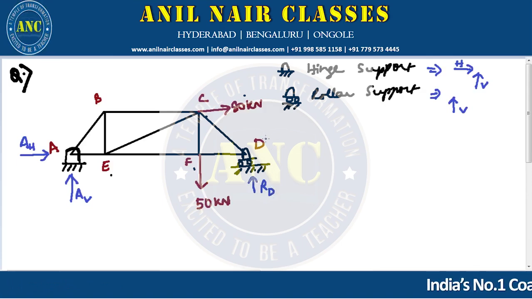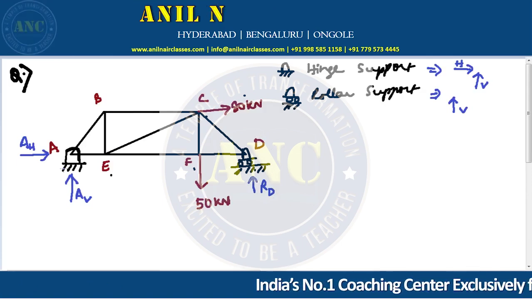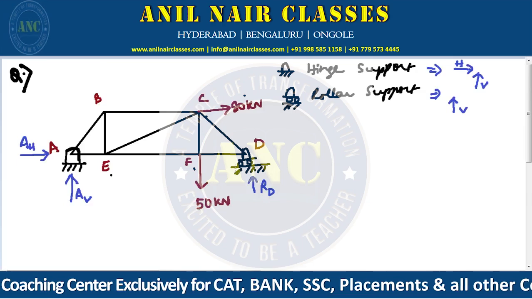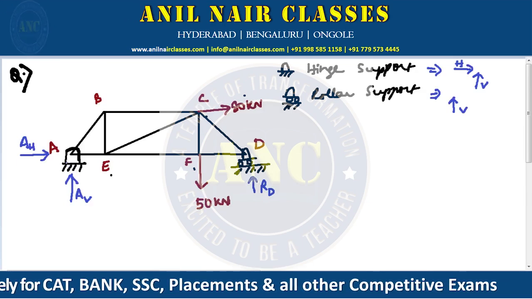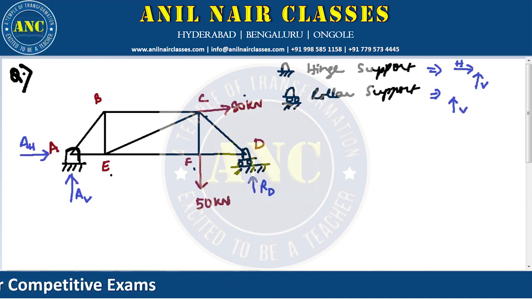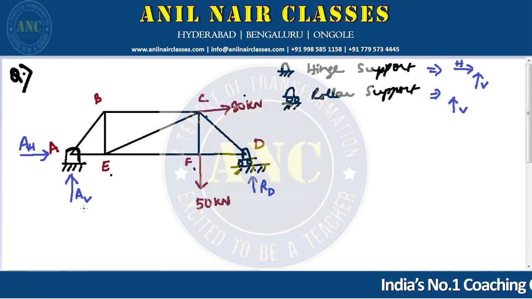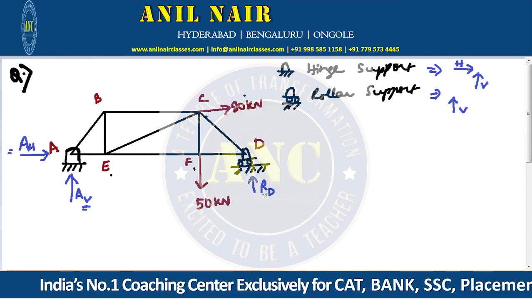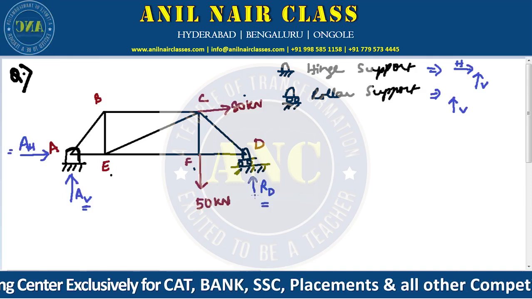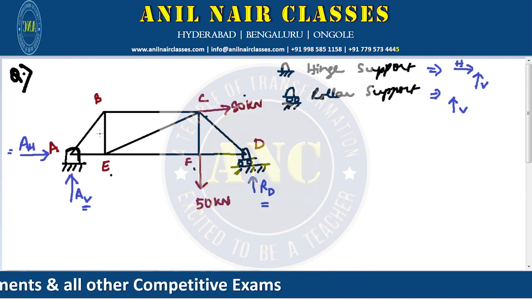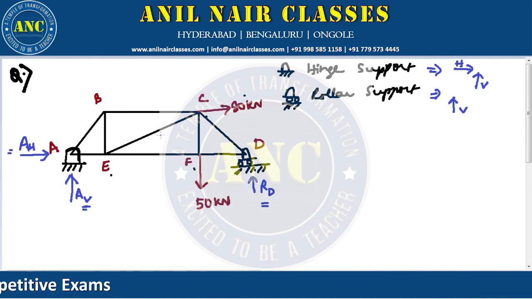Now before we go to solve these frames, since this support was a roller and a hinge, I have converted this into reaction forces. That is, I have converted the hinge into AH and AV, whereas D into RD. So the first thing we have to do is find the value of these reaction forces. Only then can we find the forces in each of the members. So how to find this?